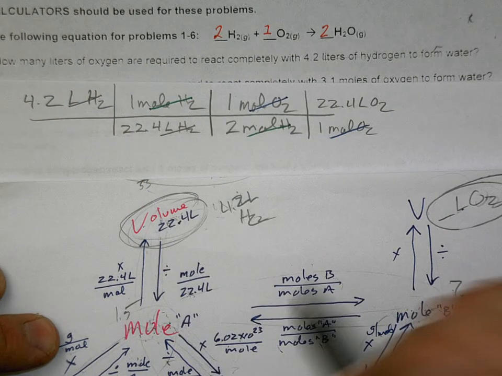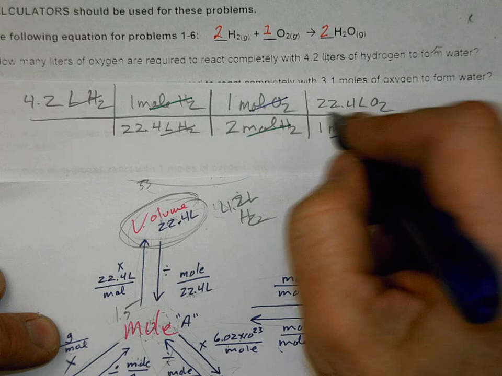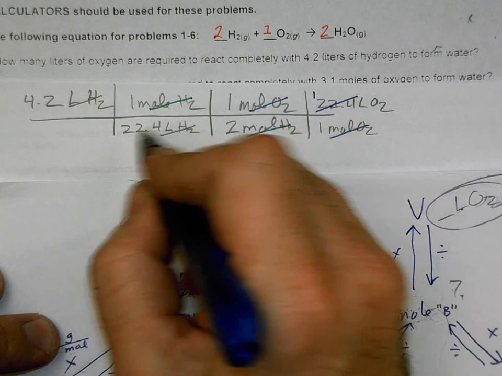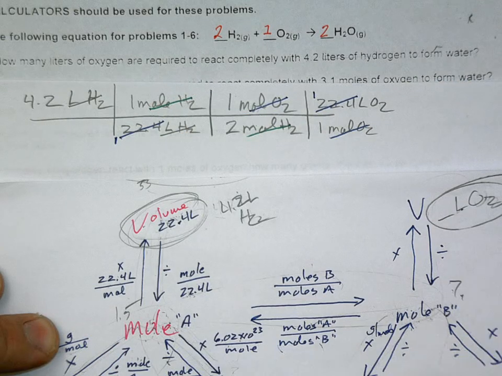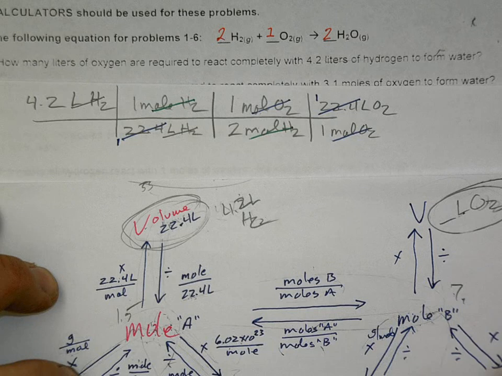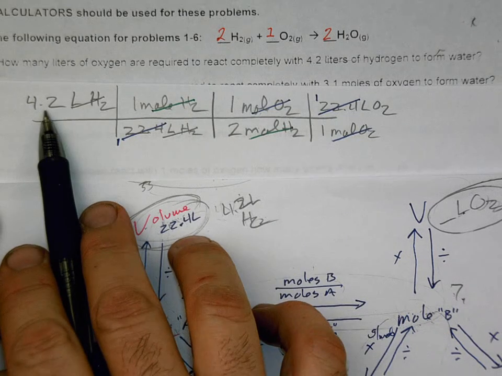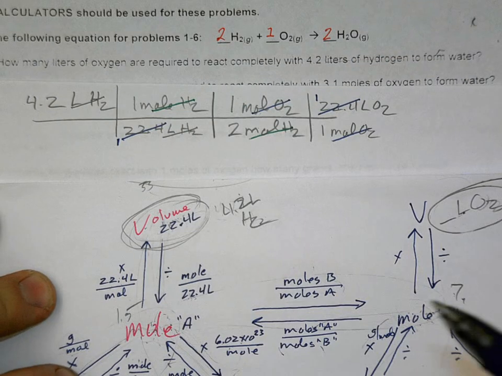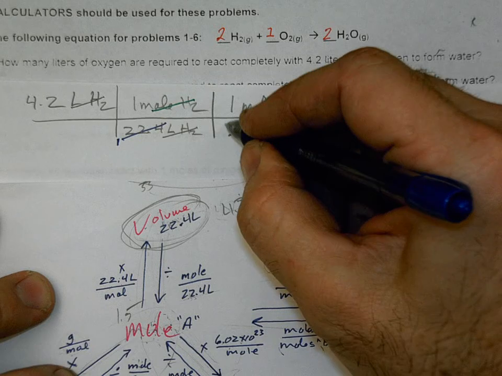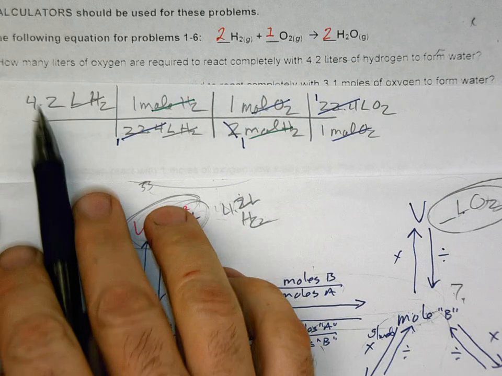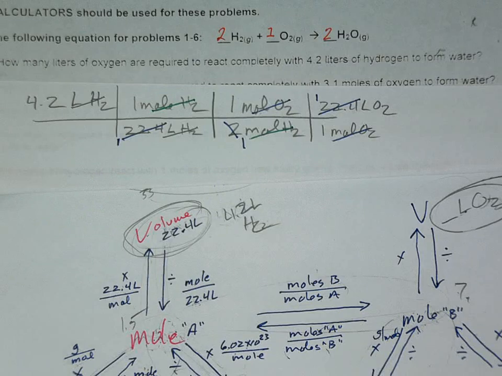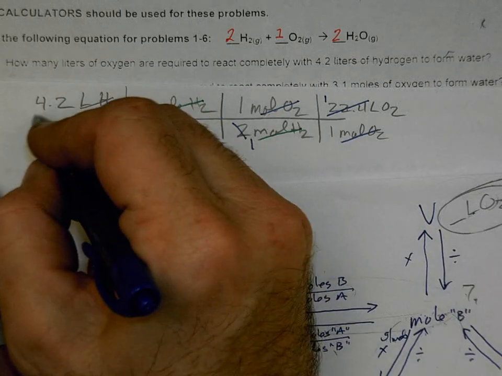22.4 can cancel with this 22.4, correct? Making that 1 times 1. And then I've got 2 over here, and we've got 4.2. We can cancel these out, can't we? Make it a little bit easier. 2 goes into 2 1 time. How many times does 2 go into 4.2? 2.1 times.